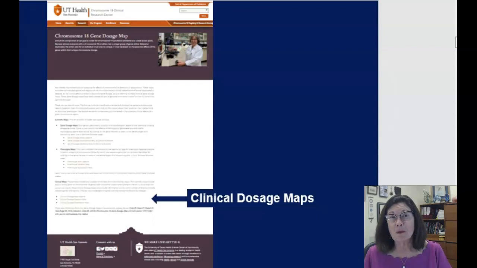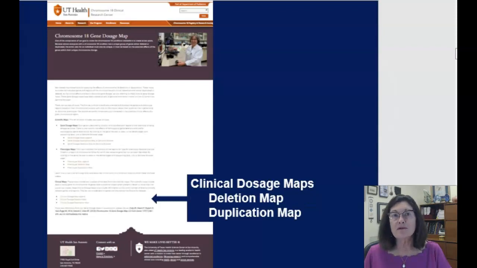But here's what you really want to look at. These are the clinical dosage maps. These maps show only the information for the genes that we think have a clinical consequence. So right away you've eliminated all that other stuff you really don't need to worry about. And it also includes, in the very same map, the phenotypes as well. So this is what you want to look at. And there are 2 of them here. One is the deletion map, and one is the duplication map. And I'm going to show you what each of those look like when you click on them.